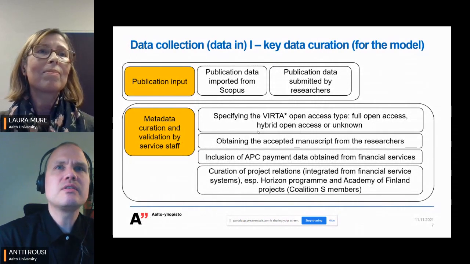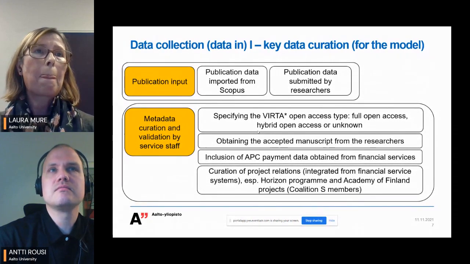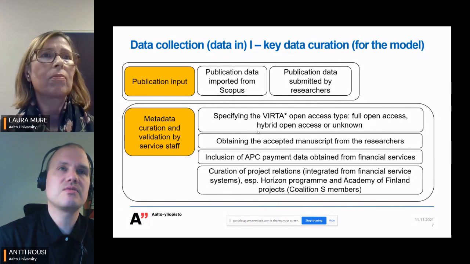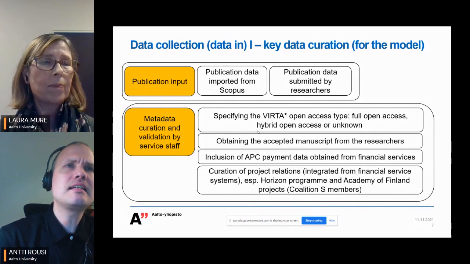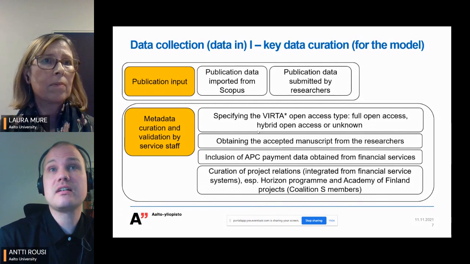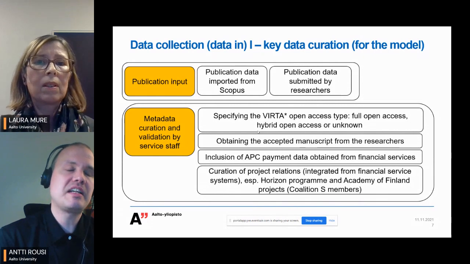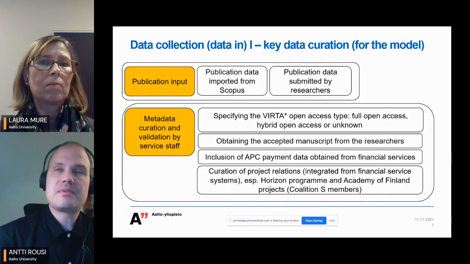So basically, if we look at data input in this kind of small case study of ours, the publication input comes either from publications imported from Scopus, or from publications submitted by researchers, which many of you who use Pure are probably familiar with. And then the key thing, something that is very specific to our context, is the VIRTA data collection model. Within this VIRTA model, the articles are classified into 3 different types: either full open access, hybrid open access, or unknown, or then it's the manuscript route. Basically, those are the 3 types that we use to classify the categories of open access.